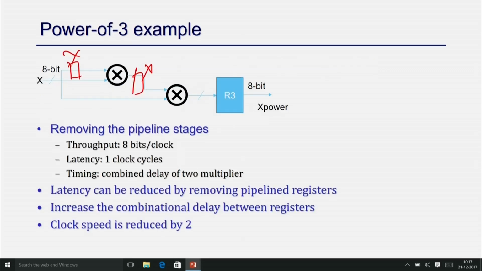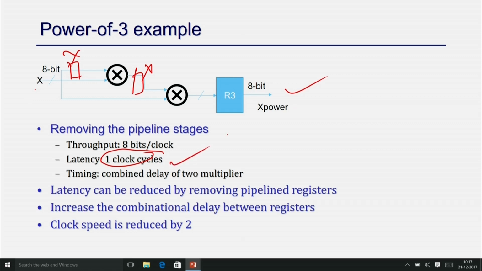So, this is what I have done. Here, with all these changes, my throughput is still 8 bits per second, because every clock I am going to get an output. Latency is reduced from 3 clocks to 1 clock, because now if you give one input, the whole thing is done in the same clock and the output will be available in 1 clock itself, right.